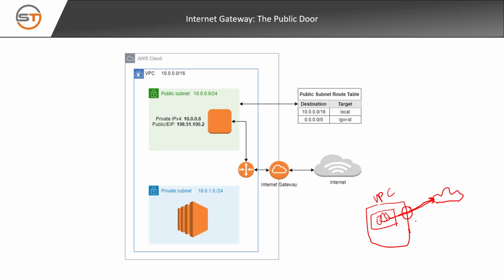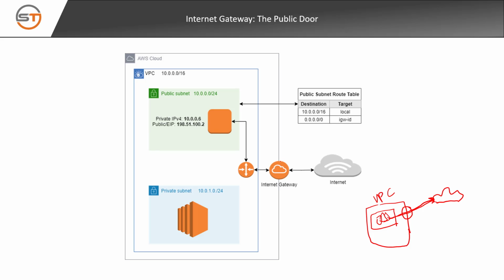If a subnet is associated with a route table that has a route to the internet gateway, it's known as a public subnet. If the subnet is associated with a route table that does not have a route to an internet gateway, it's known as a private subnet. Keep in mind, in order to connect to the internet from your EC2 instance, you need an internet gateway. So the first thing we need to do is to attach an internet gateway to the VPC.